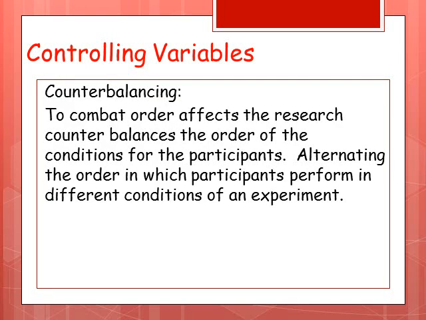Another way that we can control variables is counterbalancing, and this is generally when we have used a repeated measures design. So counterbalancing is when we try to balance the order that the participants take part in the conditions. So half of the participants do condition A first, followed by condition B, whereas the other half will do condition B, followed by condition A. The reason why we do this is to try and reduce any fatigue or practice effects.